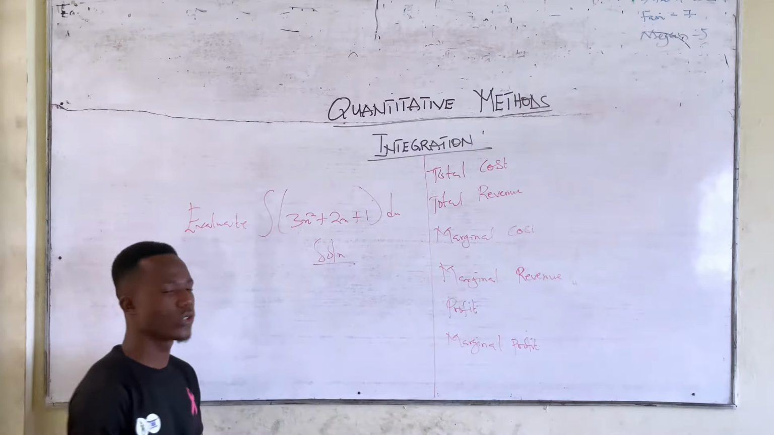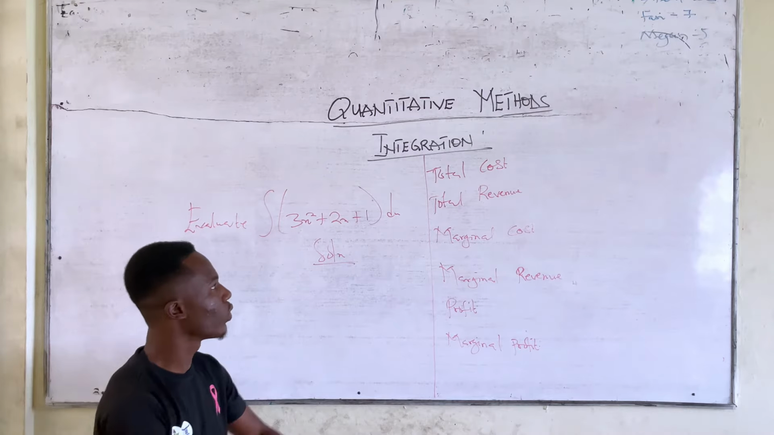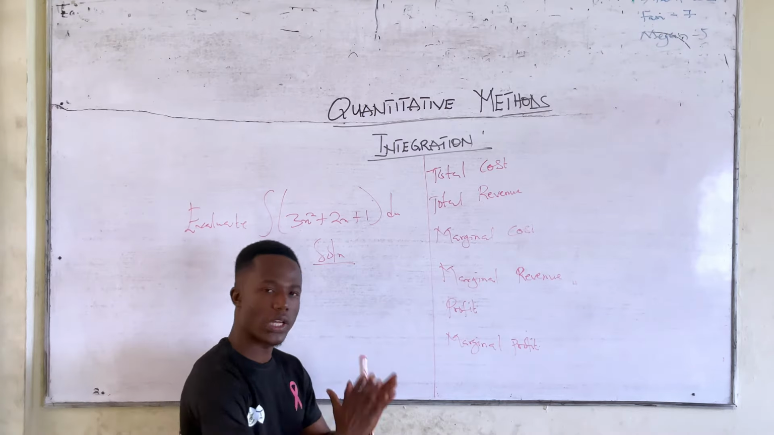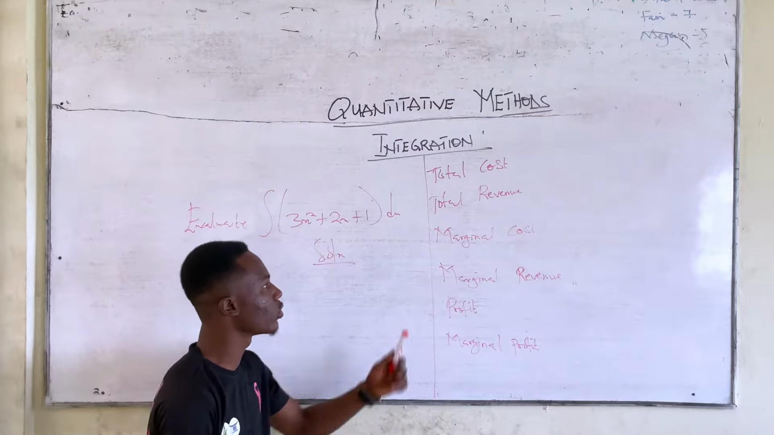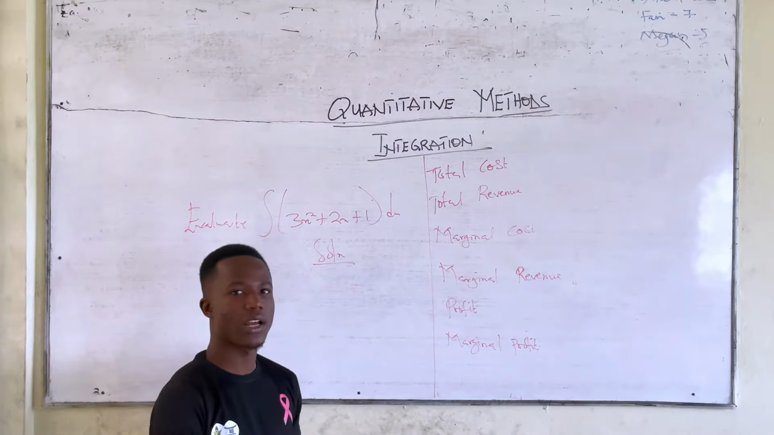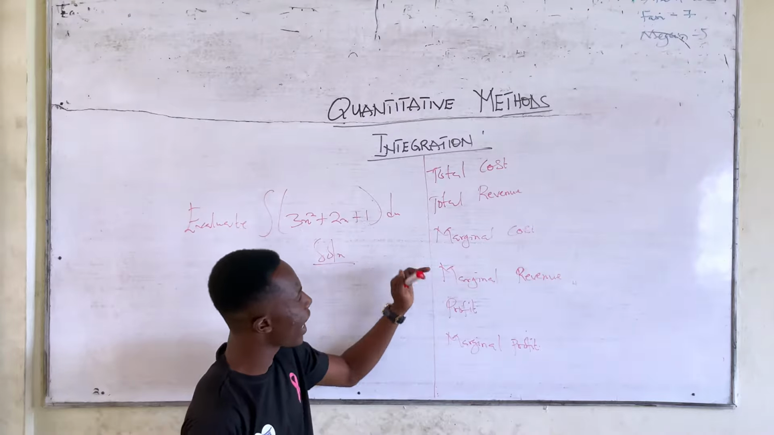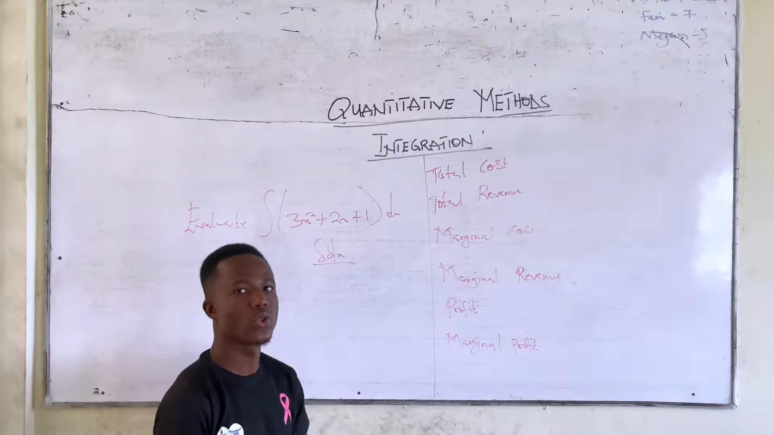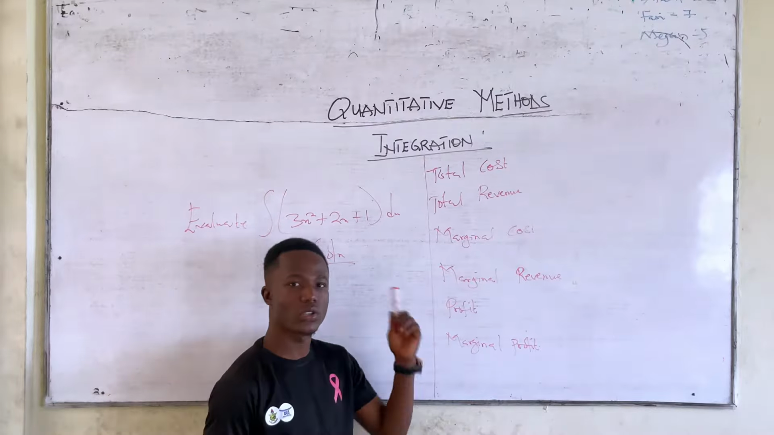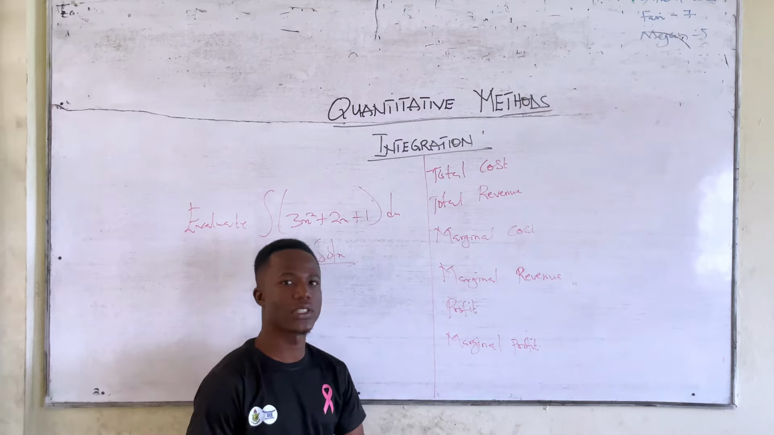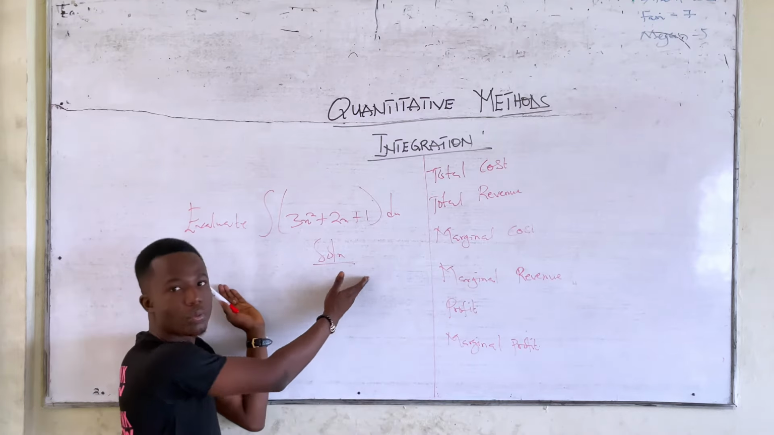So it's just like what we did in the previous lesson. Anytime they give you total cost, they ask you to differentiate it to get what? Marginal cost. In this case, all the parameters given to you are in the form of marginal cost, marginal revenue, marginal profit, and all that. So you have to integrate it to get the total cost, the total revenue, and the total profits. You get it? So you just follow the same procedure.